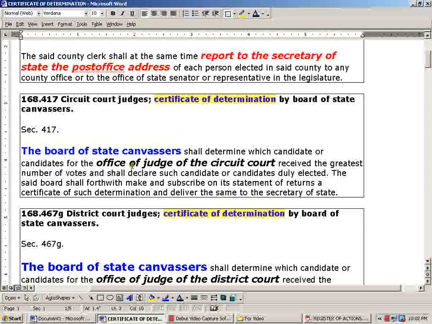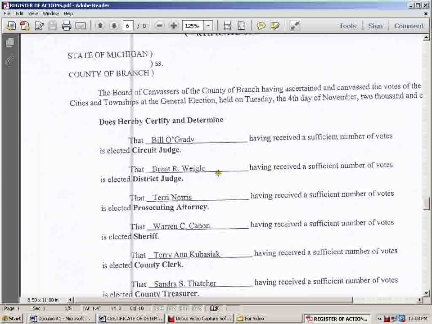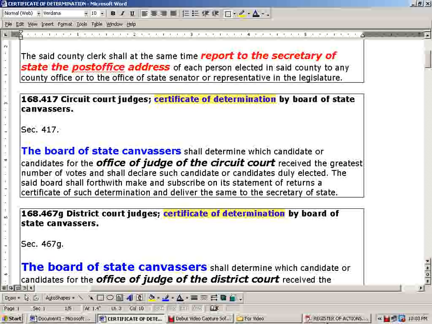Now, judges of the circuit court, of which, all right, Bill O'Grady, sufficient number of votes to be elected a circuit judge. Yeah, but that was by the county. And it's the Board of State Canvassers that does the office of the judge of the circuit court.